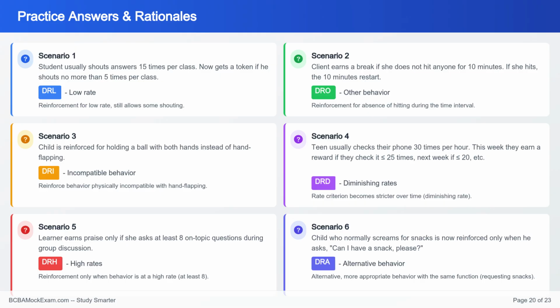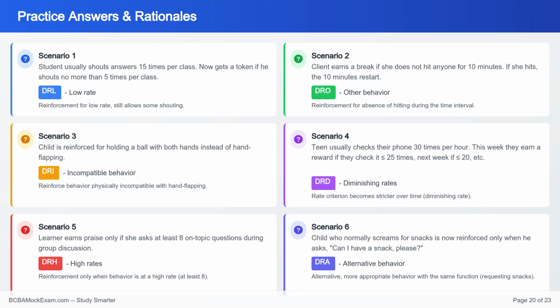Item 2 is a textbook DRO because the learner earns a break only if the problem behavior, hitting, does not occur at all during a time interval, and the timer resets if it happens. Item 3 is DRI because the replacement behavior, holding the ball with 2 hands, is physically incompatible with hand flapping. In item 4, notice the numbers change weekly, 30 to 25 to 20. That gradual reduction in the response limit tells you it's DRD, differential reinforcement of diminishing rates.